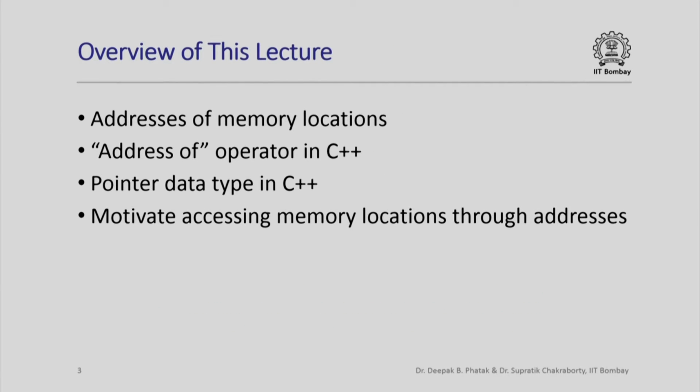In this lecture, we want to break away from this paradigm of accessing memory locations only through their names. We want to try to see if we can access memory locations through their addresses. So we must first understand what are addresses of memory locations, and in this lecture we are also going to see the address of operator in C++, which naturally leads to a new data type called the pointer data type in C++. Now let us look at memory and addresses.